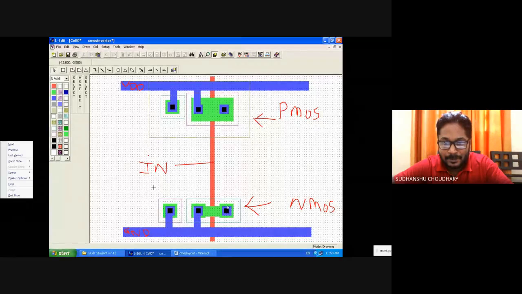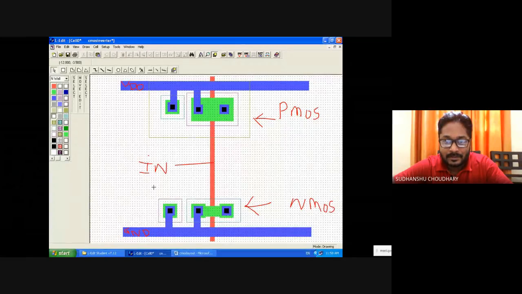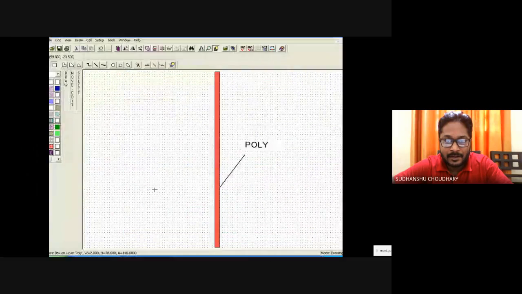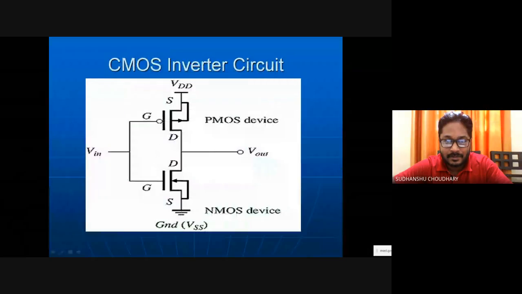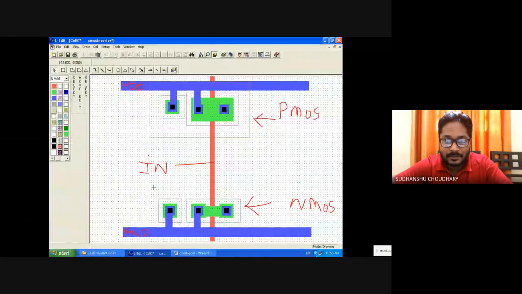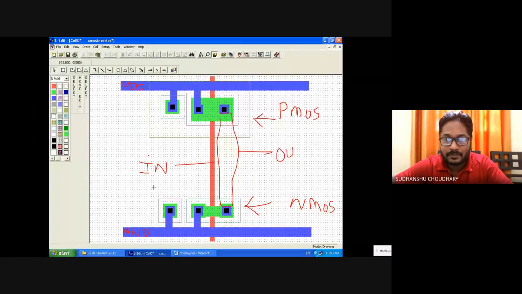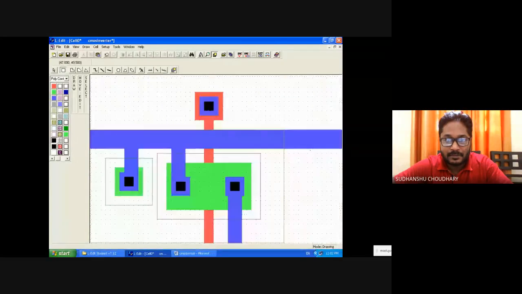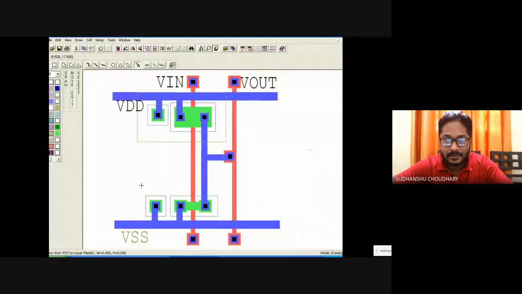And then I am left with the drains of the two MOSFETs. In the CMOS inverter, the drains of the two MOSFETs are shorted. So let us short these two drains. Let us extend this blue line, that is, the metal one line, over here. And then I have a connection between the two drains, and here I can take my output. So my CMOS inverter is created. Maybe I'll show you the complete finished version. Yeah, so this is my CMOS inverter now. This is VDD and this is ground.